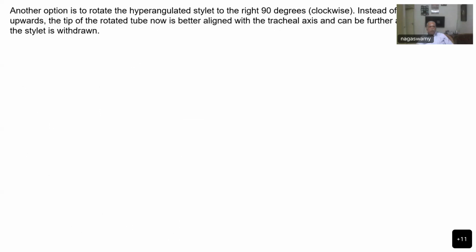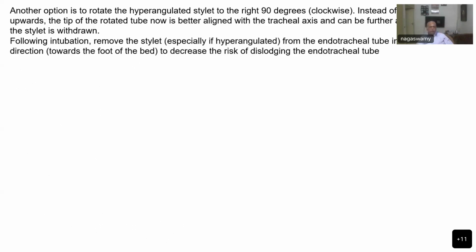And another option is to rotate, and you can do as we all sometimes do when the tip is reaching against the angulation of the vocal cords. We always try to turn the bevel downwards and then push it into the trachea. So that also can be done. And following intubation, remove the stylet, especially in the hyperangulated endotracheal tube, in a caudal direction towards the foot of the bed. That is, you have to pull it down like this, not straight like that. Then you may pull the tube also out. So always remove the stylet in a fashion where it is pulled towards the foot of the patient.